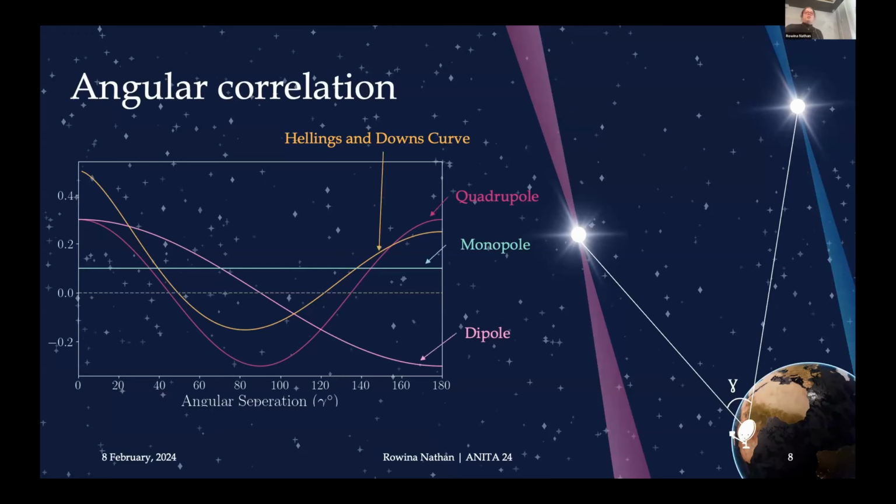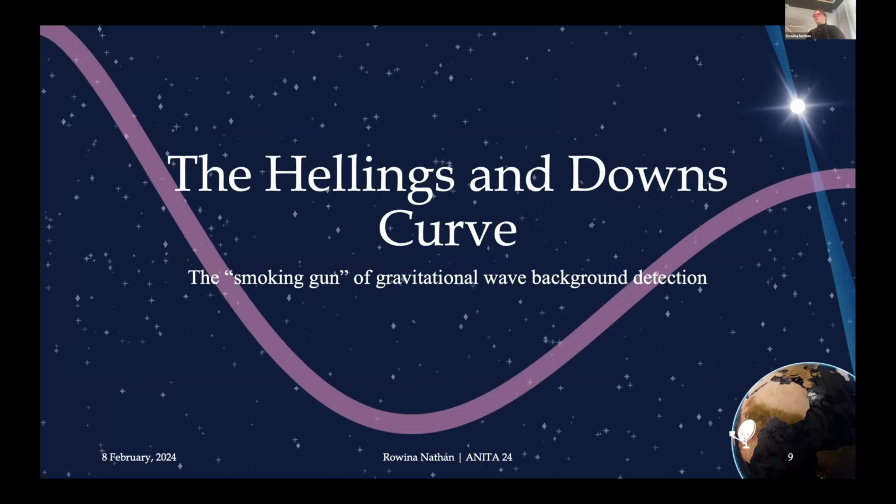But the real thing that we need to show that we've detected a gravitational wave background is this Hellings and Downs curve, and that comes from fun effects from photons riding on gravitational waves and things like that. The Hellings and Downs curve is known as the smoking gun of gravitational wave background detection. If we have a common red noise and we can see this spatial correlation, then we can be quite confident that we've detected a gravitational wave background.